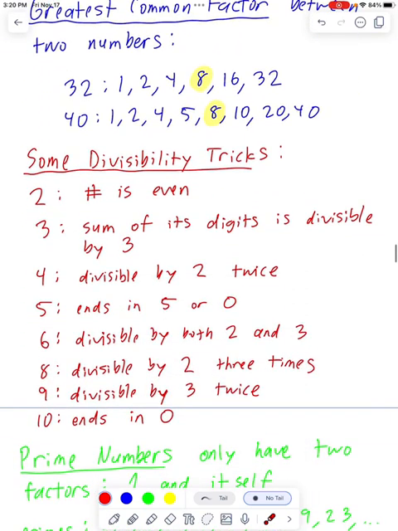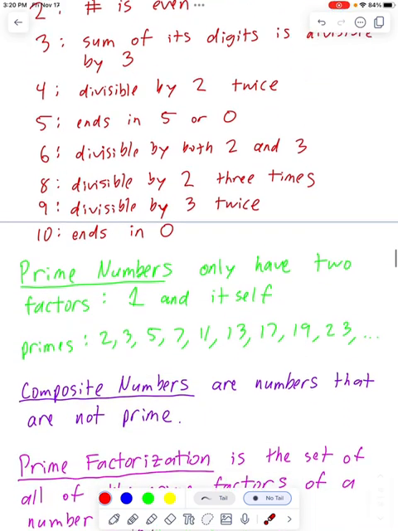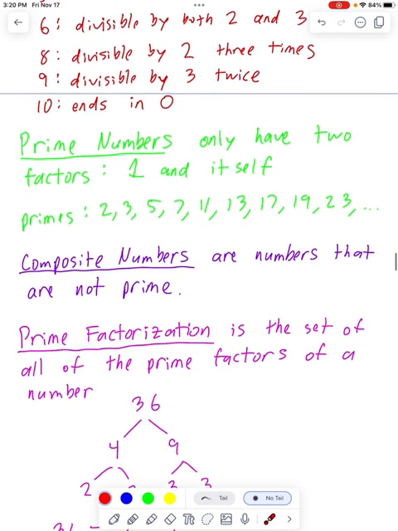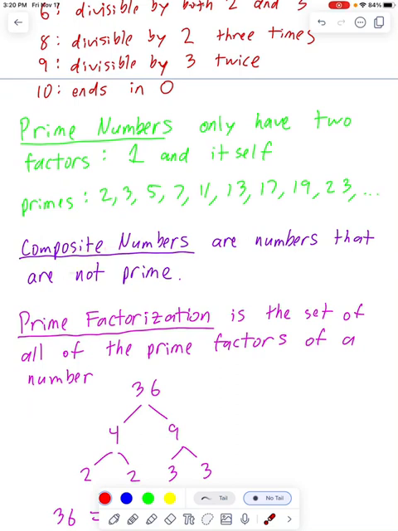Here are some divisibility tricks for 2, 3, 4, 5, 6, 8, 9, and 10. Prime numbers are numbers that only have two factors, 1 and itself. These are some primes. Composite numbers are numbers that are not prime.